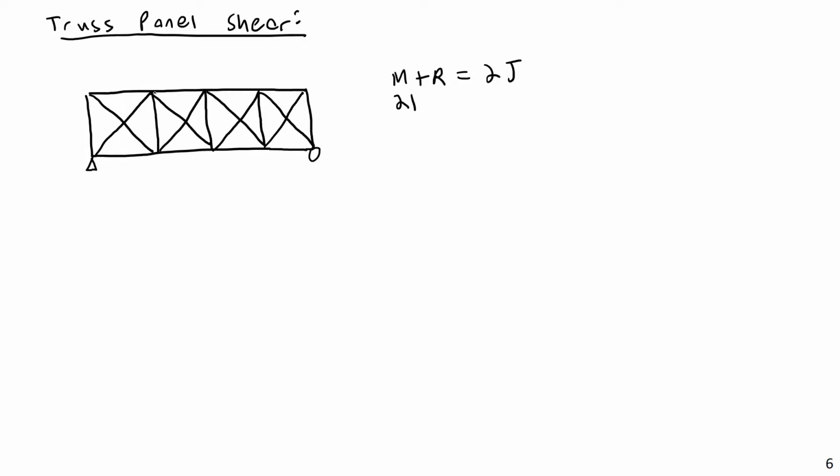So again, do we get that right? 8, and then 9, 10, 11, 12, 13, 14, 15, 16, 17, 18, 19, 20, 21. Okay, reactions would be 3 plus 3, and the number of joints: 1, 2, 3, 4, 5, 6, 7, 8, 9, 10. So 2 times 10, 24 equals 20. Definitely not equal to 20. This truss is actually indeterminate to the 4th degree.